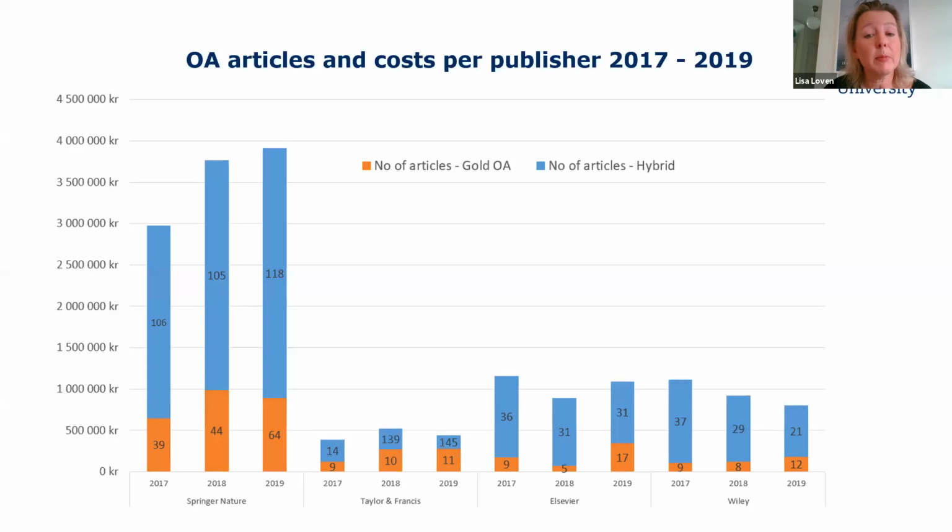And I think at the same time, this time of year, next year, it will be very interesting to see how many articles have been published open access with Elsevier and Wiley, since we have new transformative agreements with them from this year in Sweden. Of course, we already know how much we have paid for these agreements, but we don't know yet how many articles we will get out of the money.